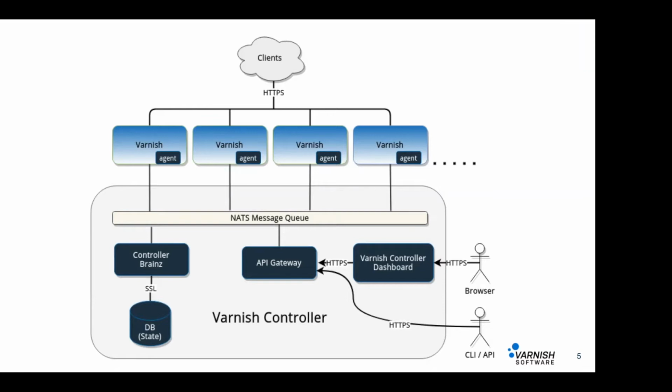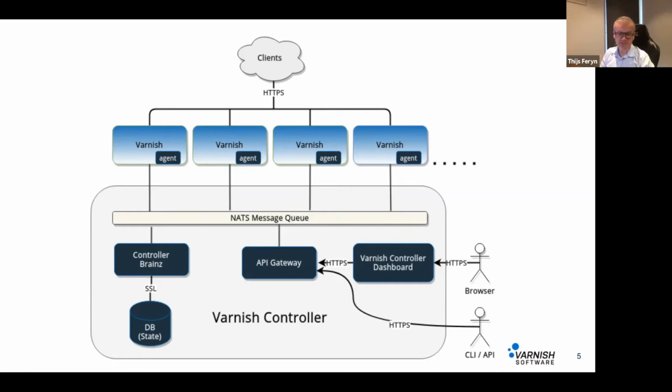The heart and the soul of the Varnish Controller are the controller brains, as we call them. The brains is the central component that communicates both with the NATS message queue as well as a database. The database is there to keep track of state. All the other components that you see, such as the API gateway and the Varnish Controller dashboard, are there to provide user input, so that instead of just getting information from the agents, you can also push information to the agents. Everything is API driven, so the API gateway is front and center in terms of the user experience.